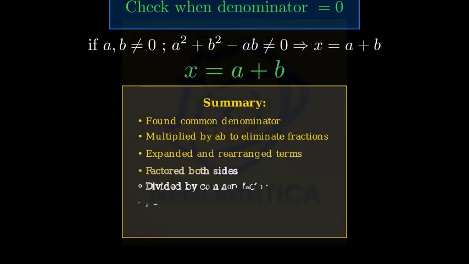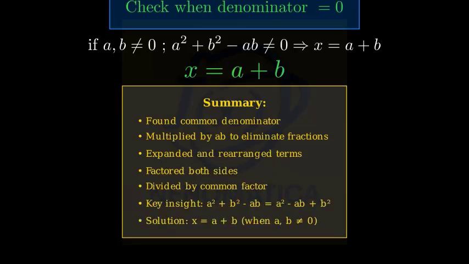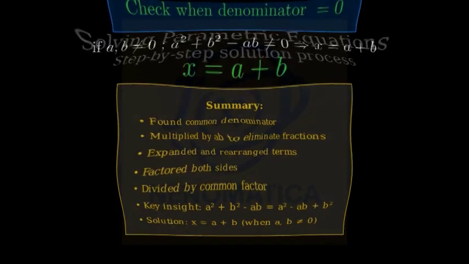Let's summarize what we've learned. First, we found a common denominator to combine the fractions. Then, we multiplied both sides by ab to eliminate the denominator. We expanded the expressions and rearranged the terms. Next, we factored both sides of the equation. Finally, we divided by the common factor to solve for x. The key insight was recognizing that a squared plus b squared minus ab is equal to a squared minus ab plus b squared, which allowed us to factor and solve for x.